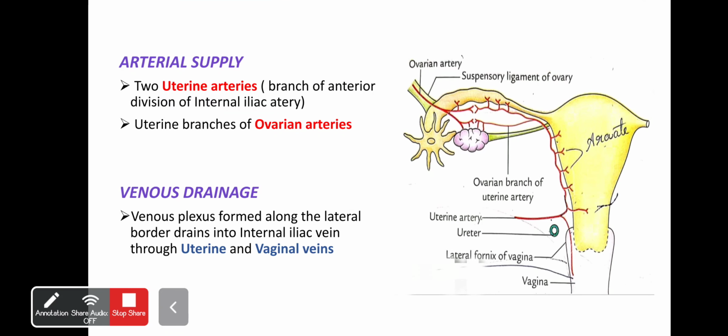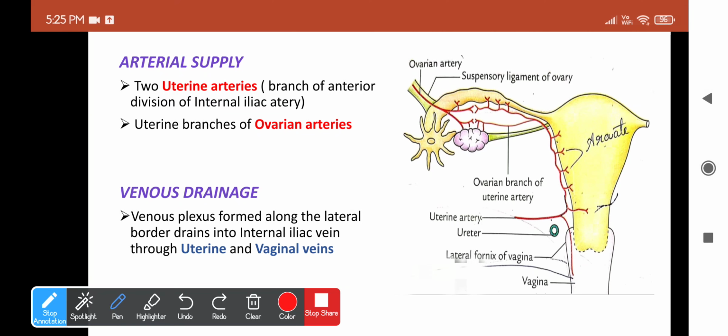Hope you are clear. So finally we will see the arterial supply and venous drainage. First, it will be supplied by two main arteries, namely the uterine artery and the ovarian artery. You have two uterine arteries and two ovarian arteries, which give off the uterine branches to supply the uterus. The uterine artery is a branch of the anterior division of the internal iliac artery, which heads towards the lateral part of the uterus and crosses the ureter.